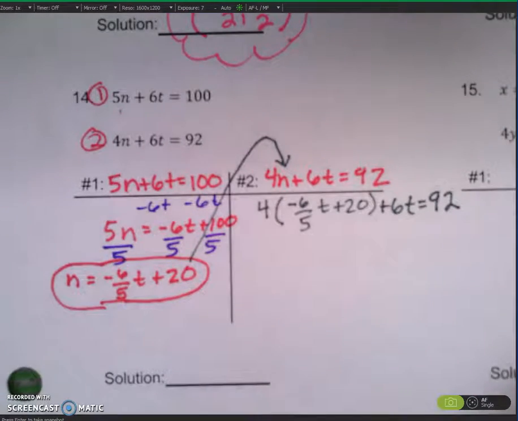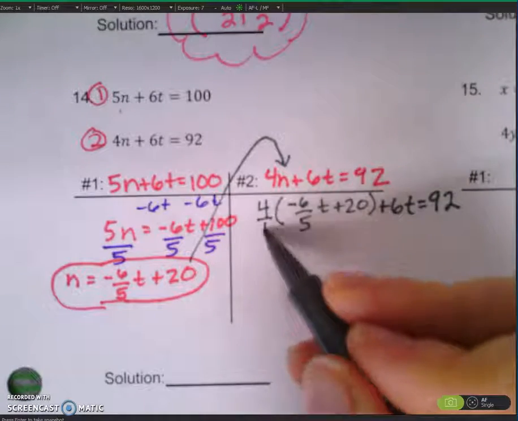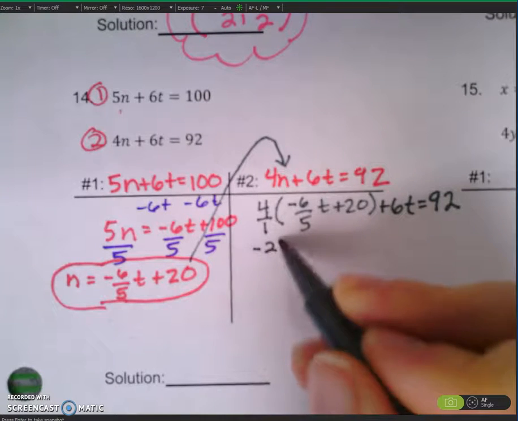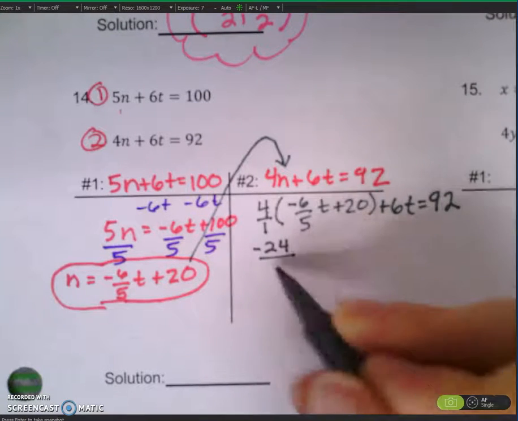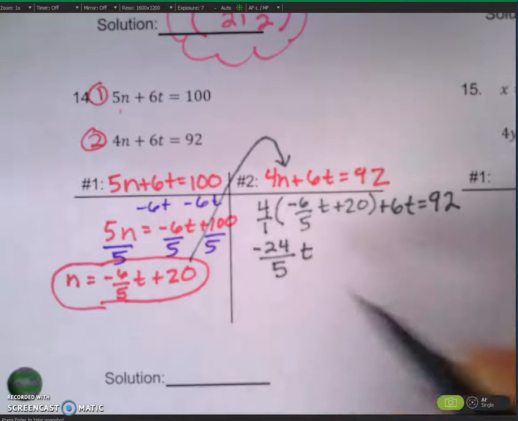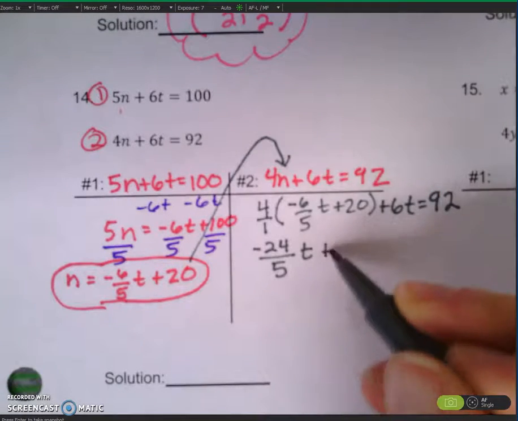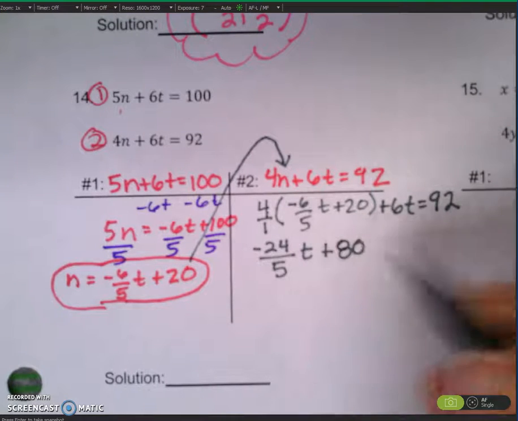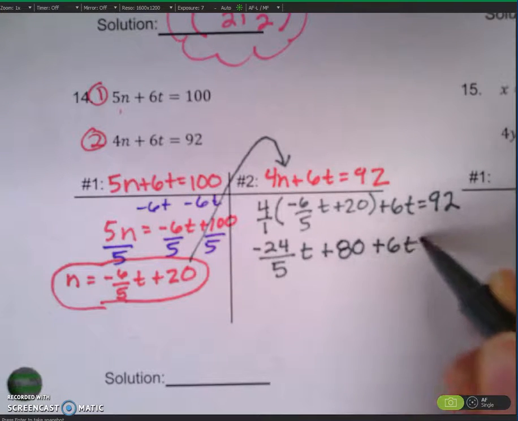Now let's distribute. I'm going to put this as 4 over 1. 4 times negative 6 is negative 24. 1 times 5 is 5. So I have negative 24/5 t. Plus 4 times 20 is 80. Plus 6t equals 92.